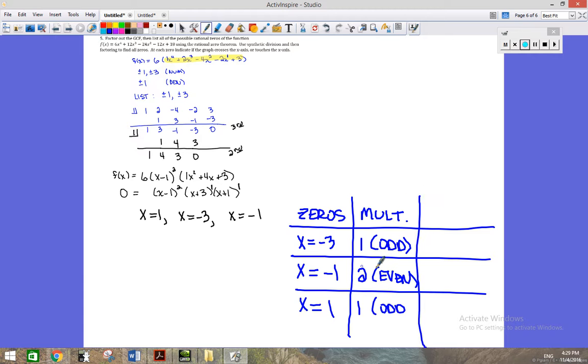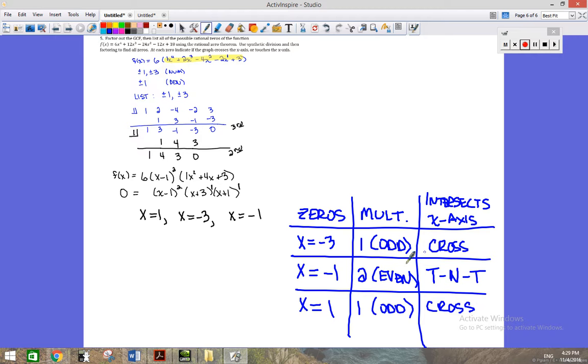These multiplicities help us in determining whether the graph crosses the x-axis or does a touch and turn. If it intersects the x-axis with an odd multiplicity, it crosses the x-axis. With an even multiplicity, it does a touch and turn, and I'm going to abbreviate touch and turn as TNT, and here a cross.